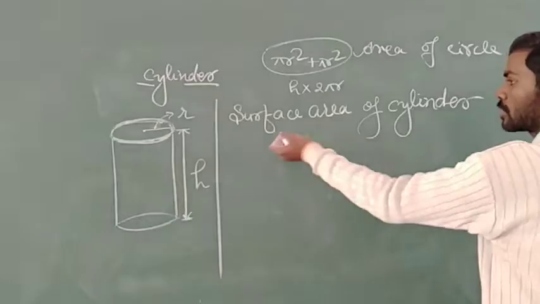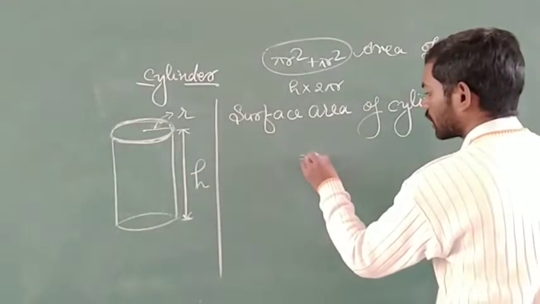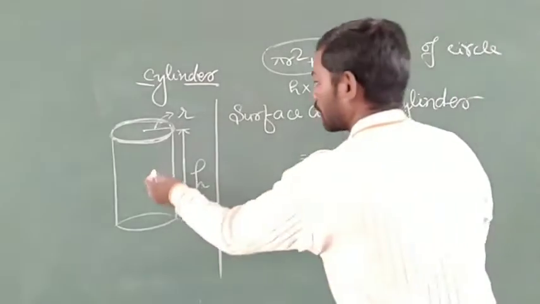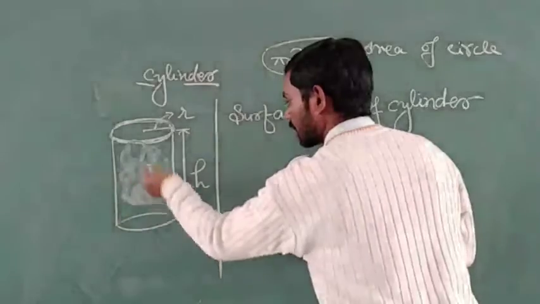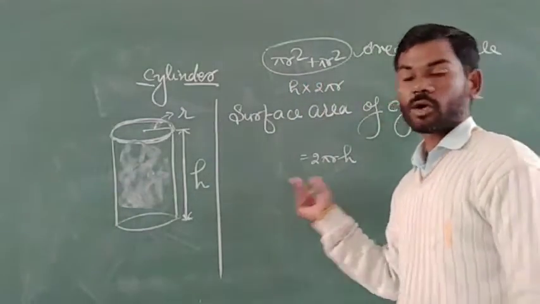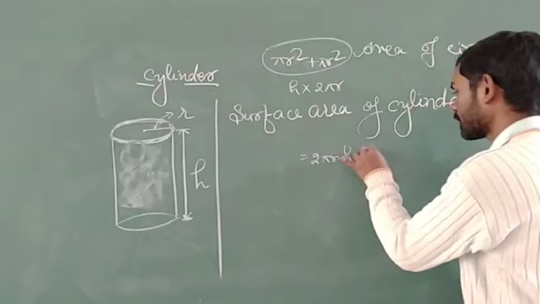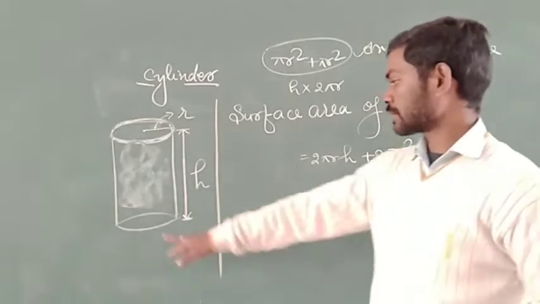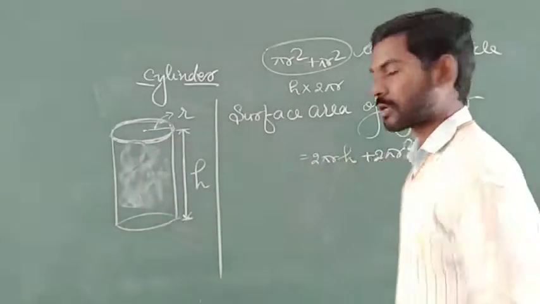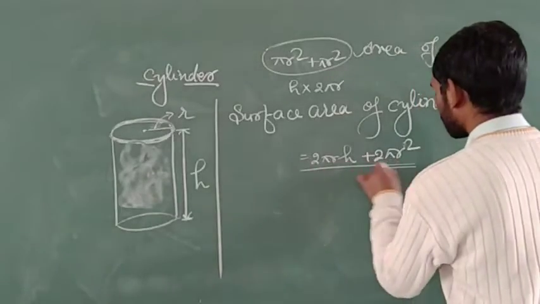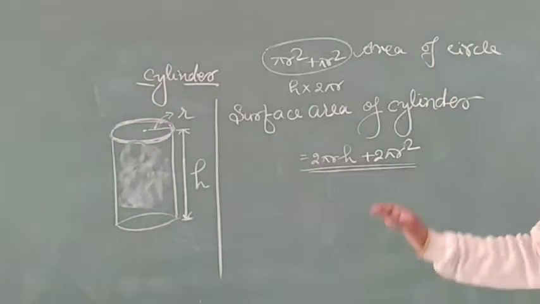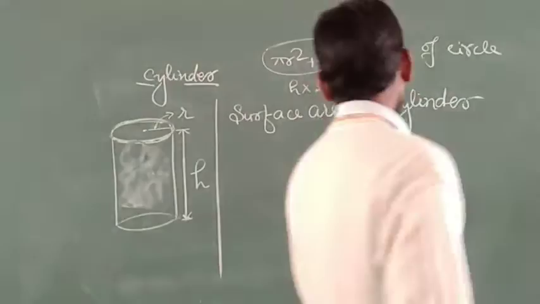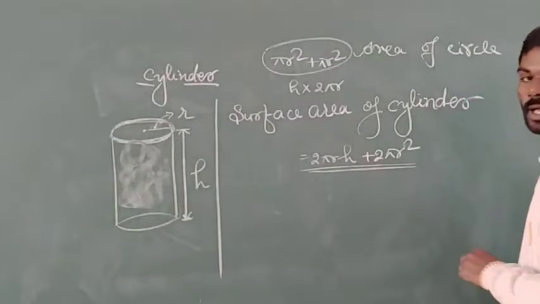Therefore if we talk about the surface area of the cylinder, we get 2 pi r h, which is the surface area of this shaded region, plus 2 pi r square, which is the area of these two circular regions. In this way we get the surface area of the cylinder. So the surface area of the cylinder is given by 2 pi r h plus 2 pi r square.